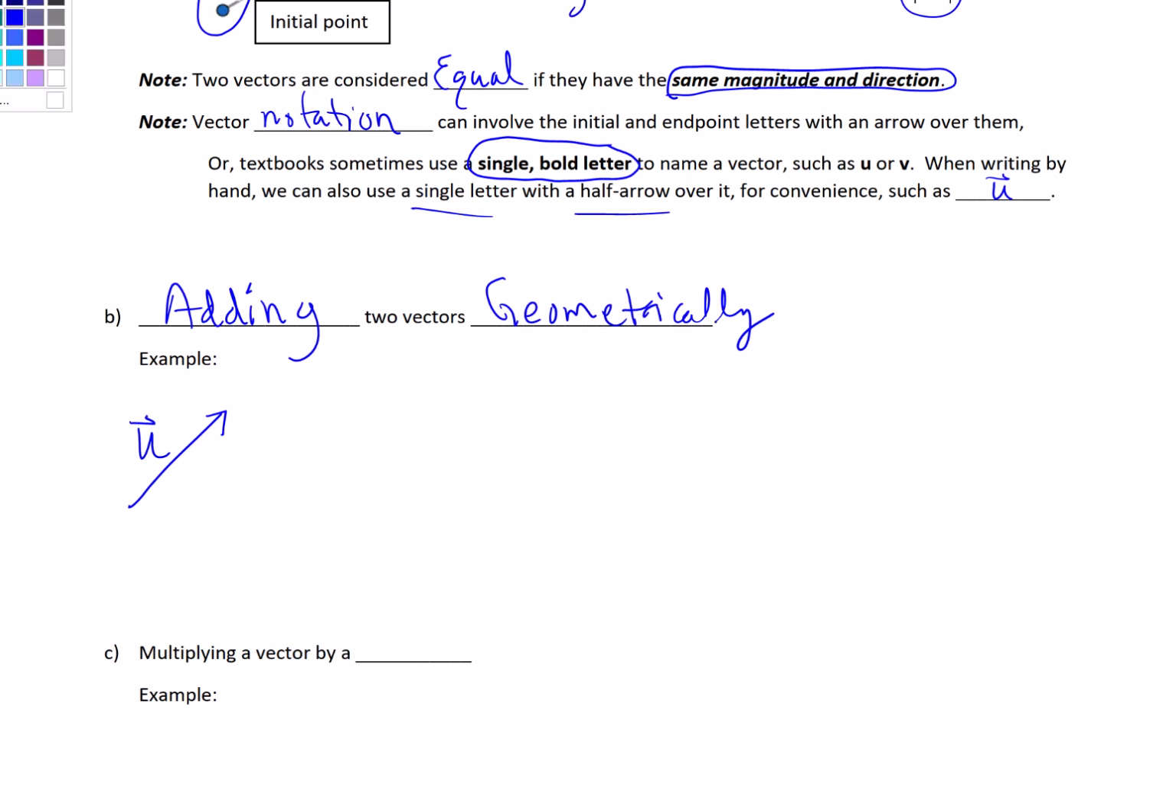But then I'm also going to create another vector so that we can put a couple of them together here on the page. And this other vector I'm going to draw in a different direction. So I'm going to start lower to the right.